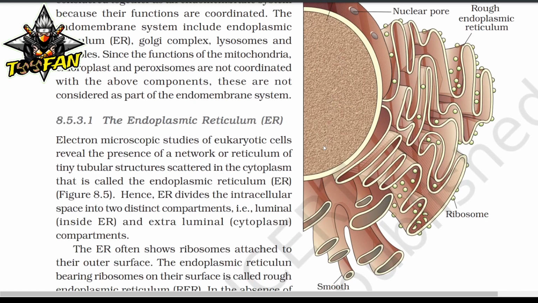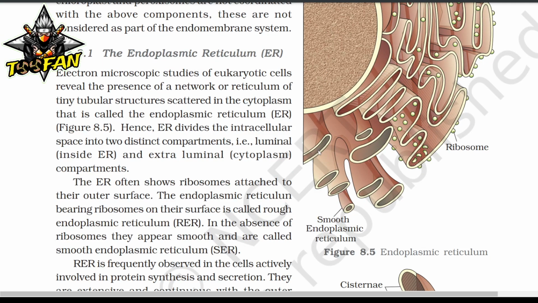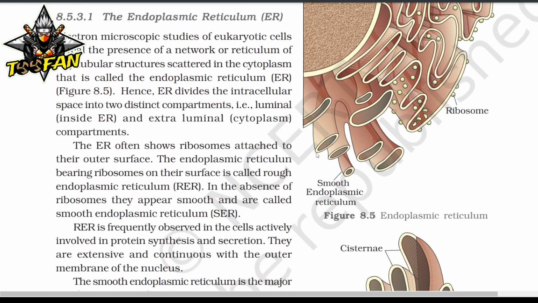The endoplasmic reticulum (ER). Electron microscope studies of eukaryotic cells reveal the presence of a network or reticulum of tiny tubular structures scattered in the cytoplasm, called the endoplasmic reticulum. Hence, the ER divides the intracellular space into two distinct compartments, that is, the luminal compartment inside the ER and the extraluminal cytoplasmic compartment. The ER often shows ribosomes attached to its outer surface. The endoplasmic reticulum bearing ribosomes on its surface is called rough endoplasmic reticulum. In the absence of ribosomes, it appears smooth and is called smooth endoplasmic reticulum.